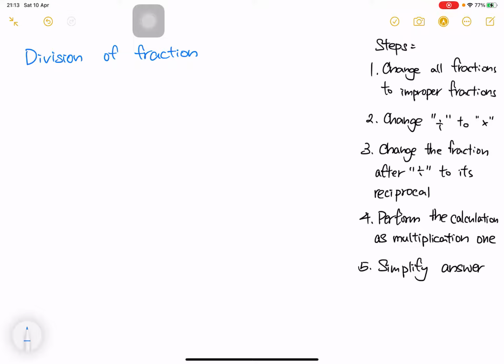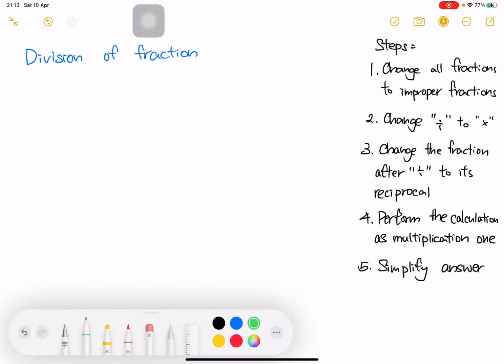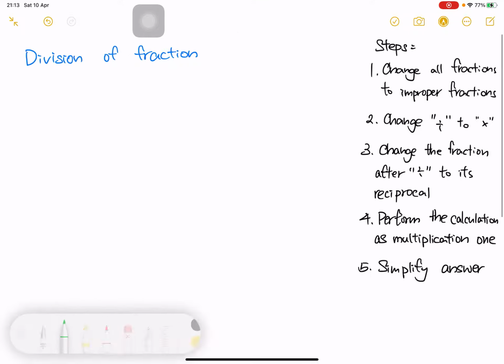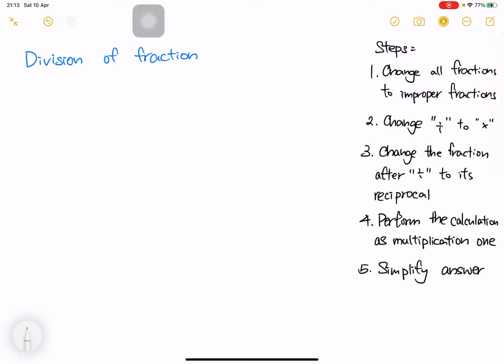All right, for the division of fractions, the only one point difference from the multiplication one is you have to change the division to multiplication, and you have to change the fraction after the division to its reciprocal. All right, that's the only one difference between them. So how can we solve the division of fractions?